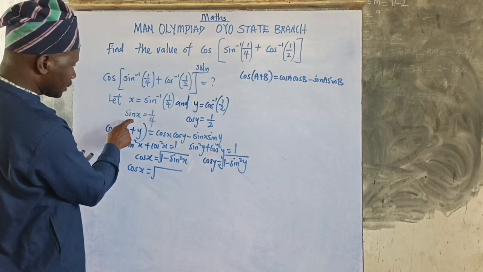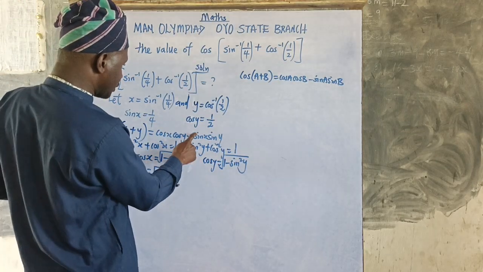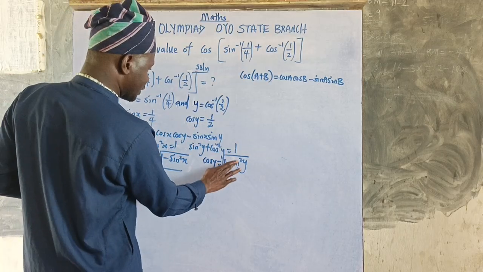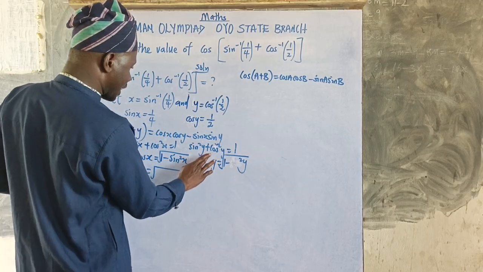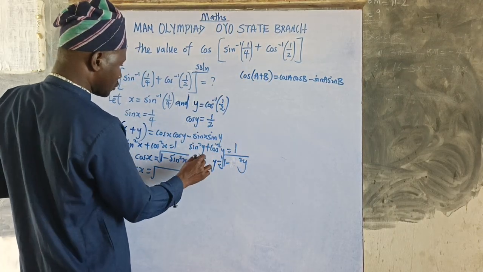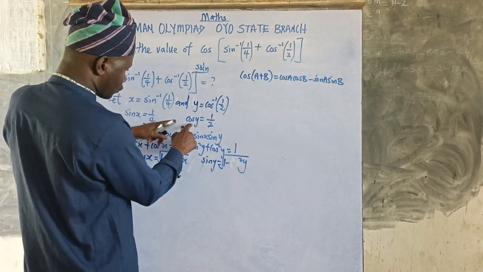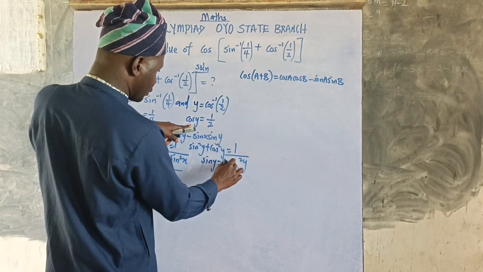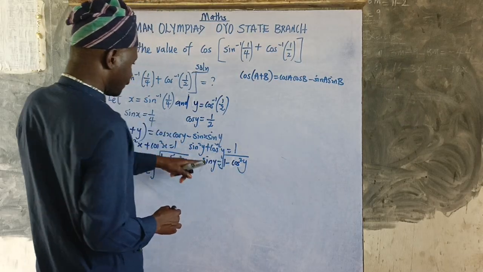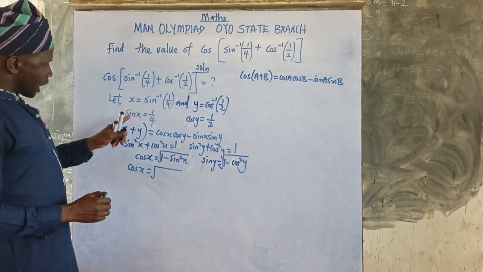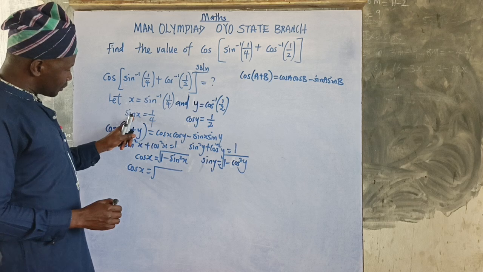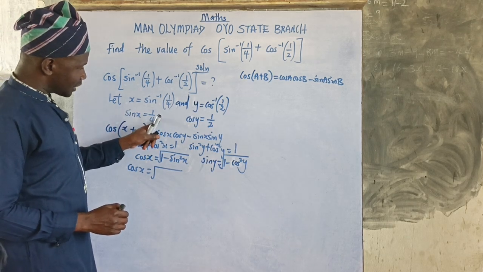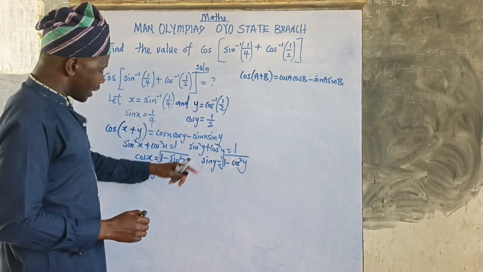So we want to determine sine y, because cos y is given here. This is a mistake; we are given cos y, which means we are going to determine sine y. So we are to determine cos x with sine x given, and also to determine sine y with cos y given here.